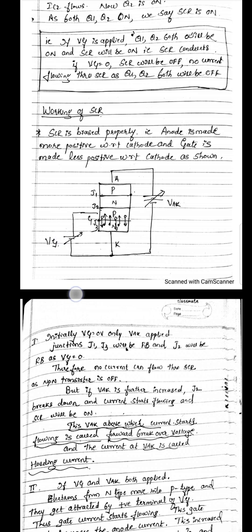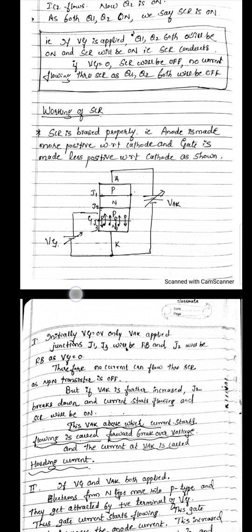Now again we will explain the working in two parts: first without VG applied on the gate terminal, and the second part with VG applied on the gate terminal. Suppose initially, in the first part, VG is 0, we have not applied any gate voltage. Now what happens? The negative terminal is connected to the N layer here, so electrons get repelled.